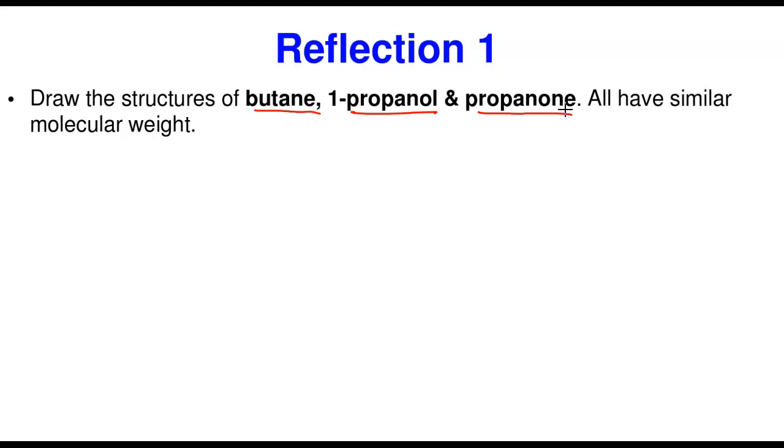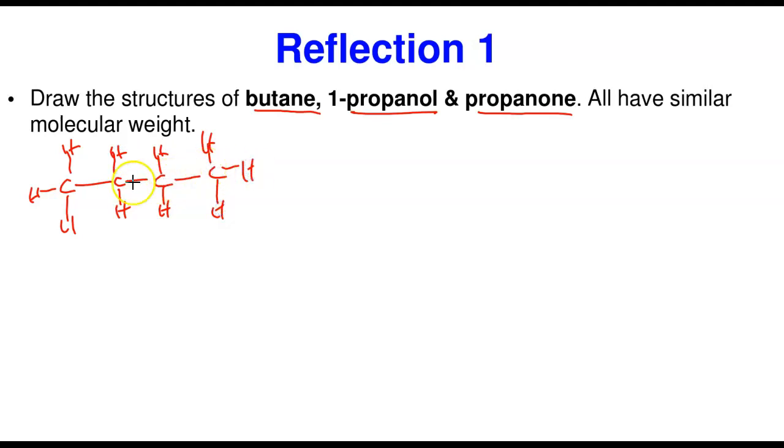Remember, butane is an alkane. I'm going to draw them and list out the possible types of intermolecular forces that we have. Of course, we remember that butane has 4 carbons, and it is completely saturated because it's an alkane. One, two, three, four. So this is butane. The molecular mass of butane is 58.12 grams per mole.